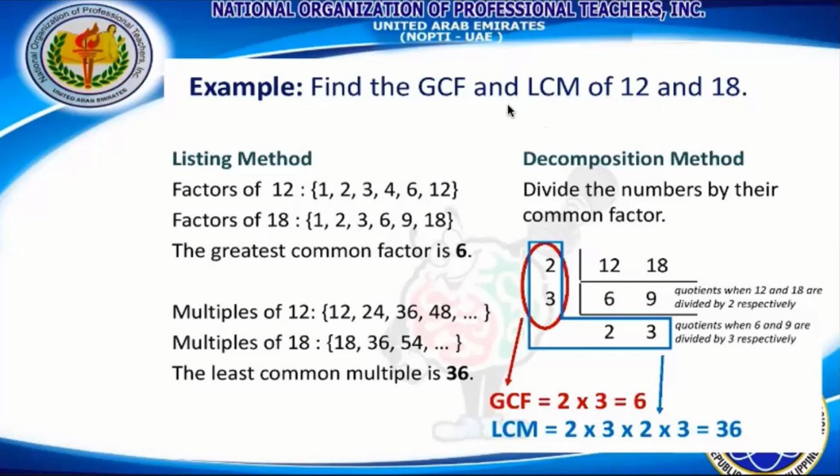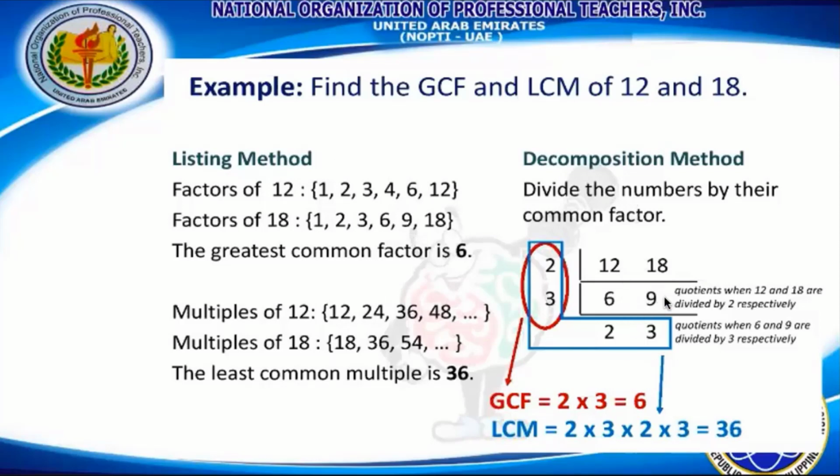Tapos, ang least common multiple nila is, dito naman, tingnan mo yung saan sila magpapareho. 12, 24, 36, 48. 18 times 2, 36. Plus 18, 54. Ayan. So, 36 ang kanilang least common multiple. So, yan pag-listing method. Pag-decomposition method, yan.